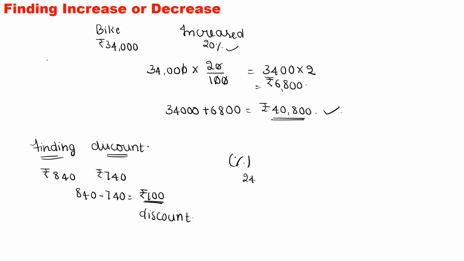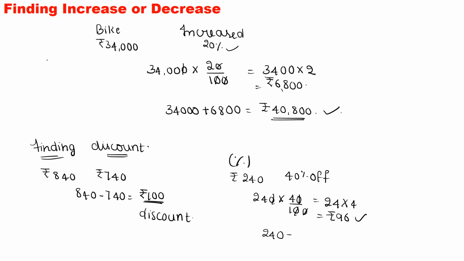Suppose I bought something for rupees 240 with a 40% off discount. Then how much can I get the object for? 240 into 40 by 100. I cancel the zeros. 24 into 4 will be rupees 96. So I can save 96 rupees. Then I can get the object for 240 minus 96, so rupees 144. I can get the object for 144 rupees and save 96 rupees. Then this will be discount.